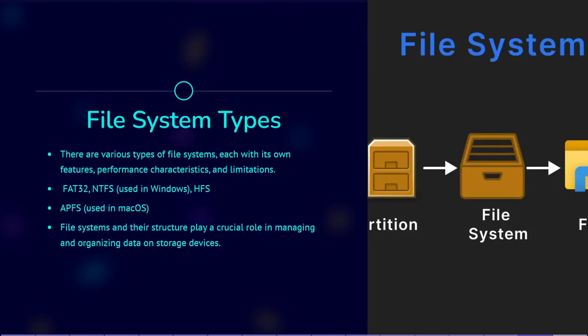There are various types of file systems, each with its own features, performance characteristics, and limitations. Some commonly used file systems include FAT32, NTFS, used in Windows, APFS, used in Mac, EXT4, used in Linux, and many more. File systems and their structure play a crucial role in managing and organizing data on storage devices. They provide a hierarchical organization of files and directories, define file attributes and metadata, and handle storage allocation and retrieval.